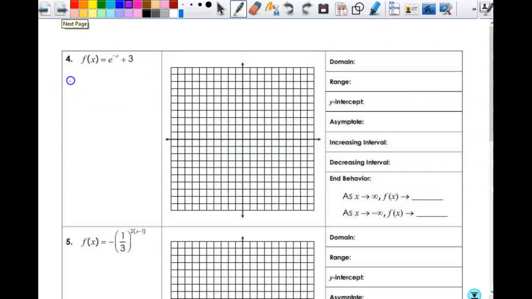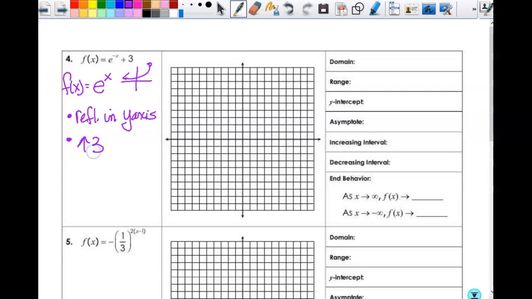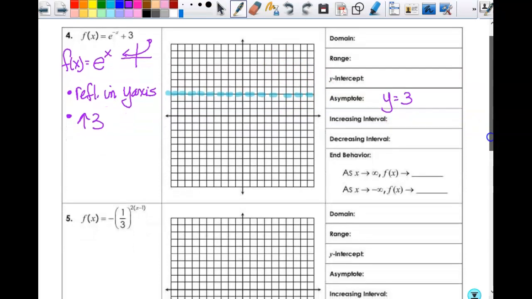All right, so first thing I do, parent function. F of x equals e to the x. That is exponential growth. Then I look at my transformations. That negative means we're going to have a reflection in what? Y-axis. Good. And then the 3 means we do what? Up 3. Okay, so does my asymptote move off the axis? Yes, it does. It goes up 3. So I'm right there. And then my asymptote is at y equals 3.